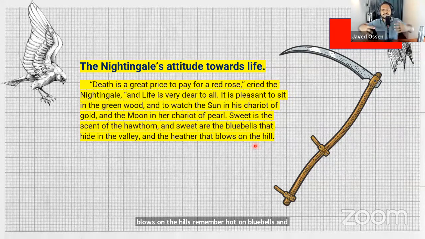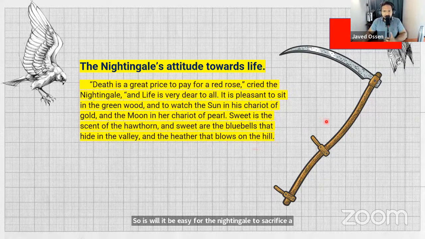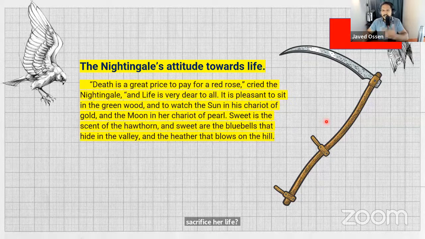So the nightingale talks about how life is so sweet. So will it be easy for the nightingale to sacrifice her life? Or is it going to be difficult for her to sacrifice her life? Of course, it is going to be difficult for her to sacrifice her life. And you're right, Aisha.